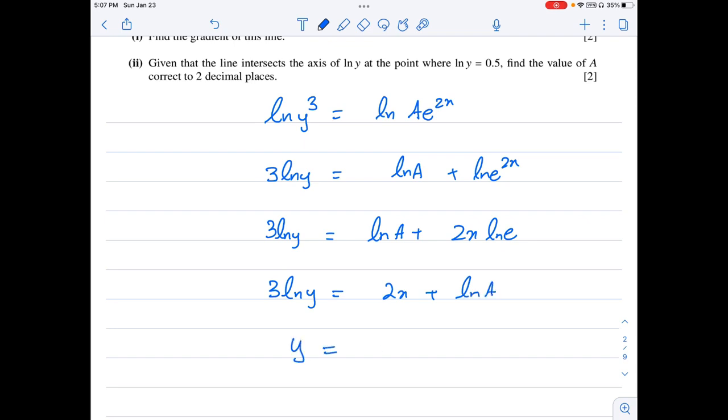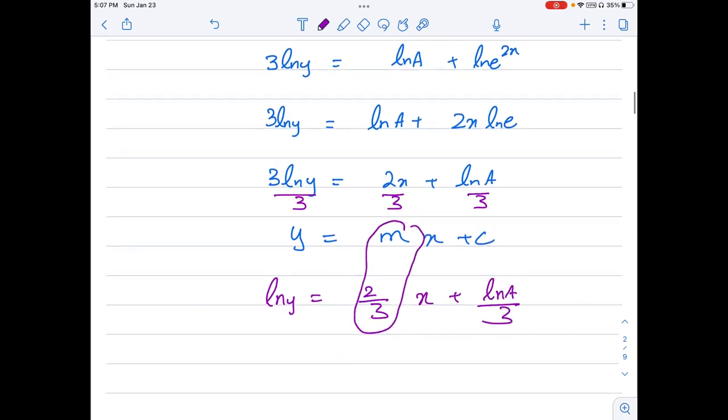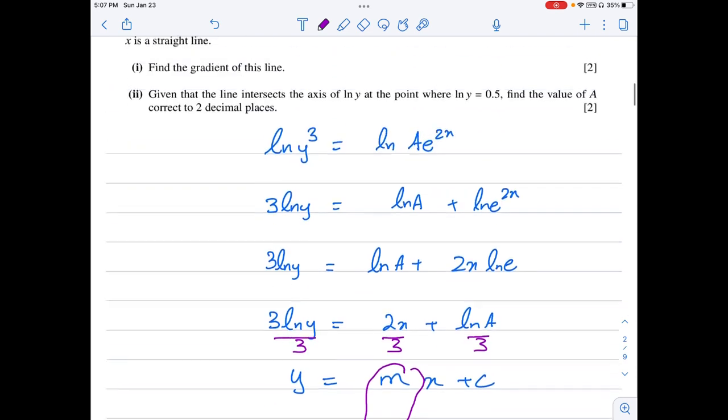Compare with the equation y is equal to mx plus c. We can say that the slope is going to be m, but we have 3, so therefore divide by 3 on both sides. So I get ln y is equal to 2 upon 3 x plus ln a upon 3. Now comparing it out, the gradient is going to be 2 upon 3. The gradient is 2 upon 3.